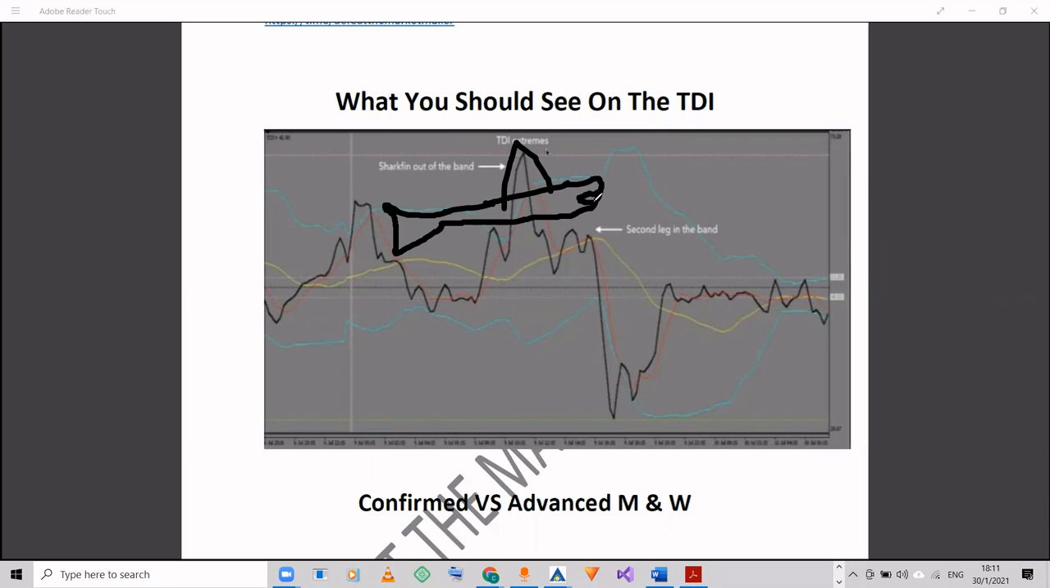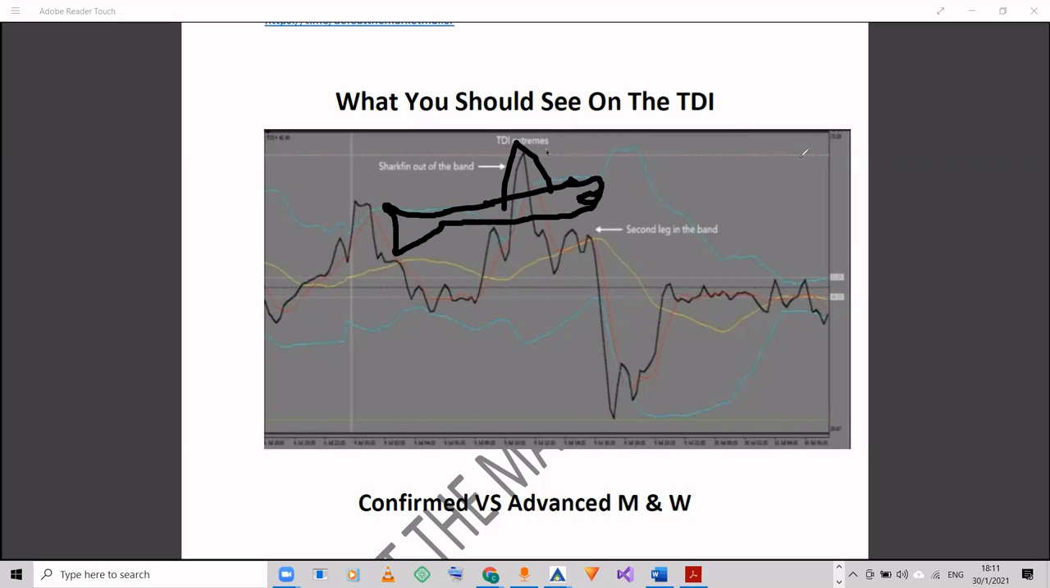Its teeth are wide open right there. Its eyes are here. So that's the shark, and that's the thing on the shark's back, the shark fin. That is where the name comes from. The shark fin must be out of the band at the TDI extremes. Take note of that.